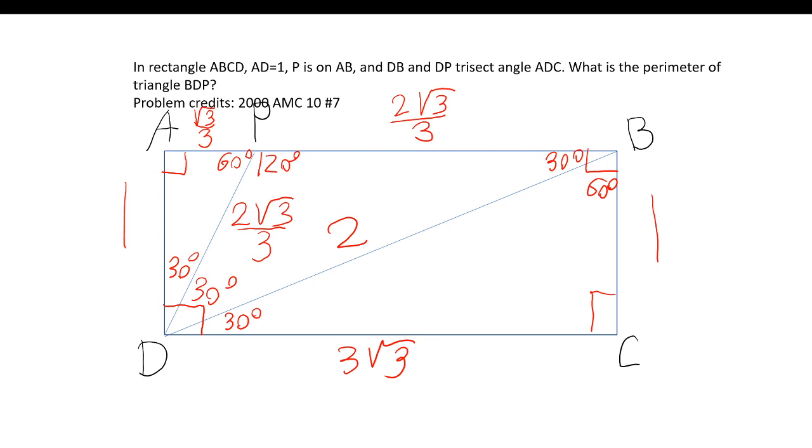Now, how are we going to proceed with the problem? We just add our lengths up. 2 times square root of 3 over 3 plus 2 times square root of 3 over 3, that's 4 times square root of 3 over 3. So we have 4 root 3 over 3. And we have this hypotenuse is 2. And this is simplest radical form. So this is our answer. That is the perimeter of triangle BDP.